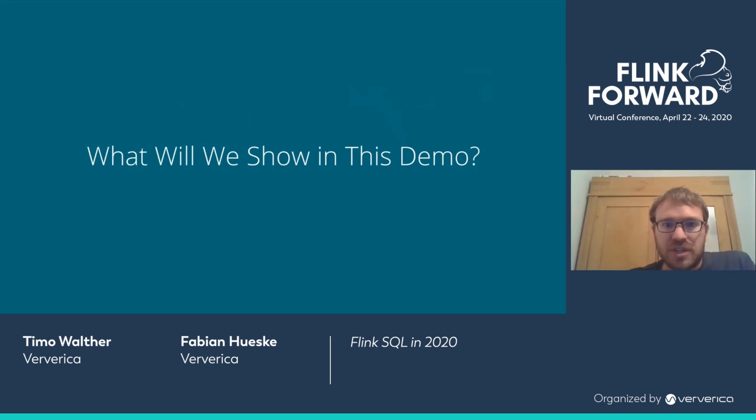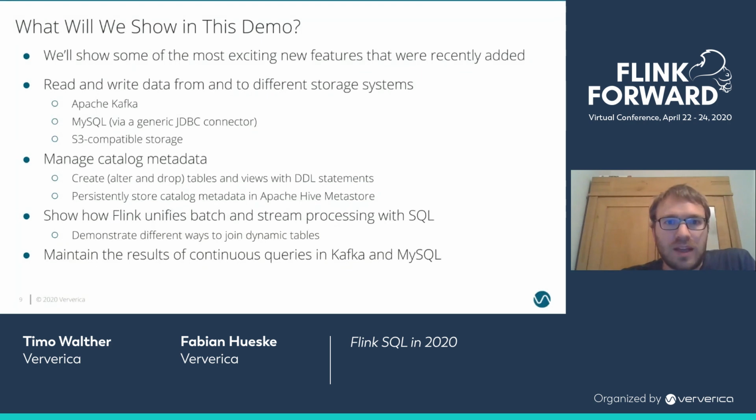So what will we show in this demo, or what will Timo show in this demo? Obviously, we want to show some of the most exciting features that were recently added. For that, we'll use Flink SQL to read and write data from different storage systems, such as Apache Kafka and MySQL. This is going over a generic JDBC connector, so you can basically replace MySQL by any other database with a JDBC connector, and also some S3 compatible storage.